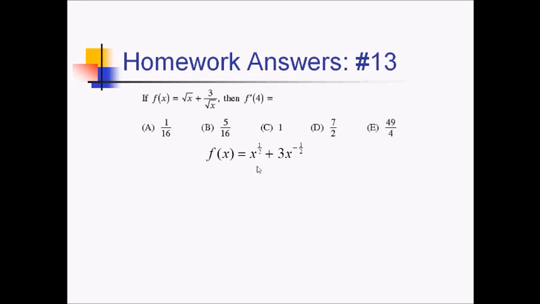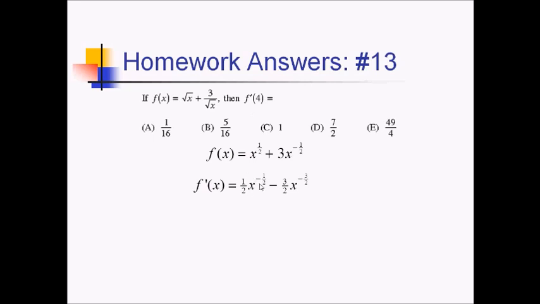Now using my power rule, this first term, if I take f prime, this is going to be 1/2 x to the negative 1/2 if I subtract 1 from 1/2. For the next one, I've got negative 3 over 2 times x to the, let's see, negative 1/2 minus 1 is negative 3/2. And now I have to plug 4 in for all of this.